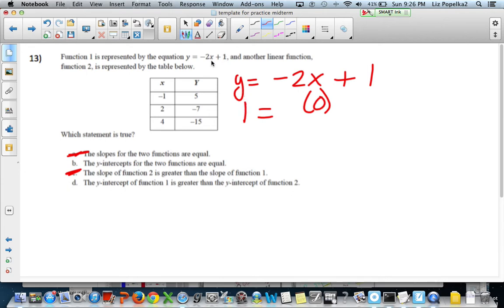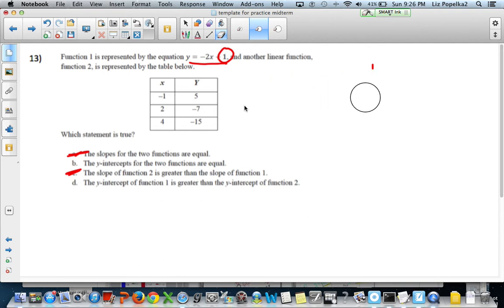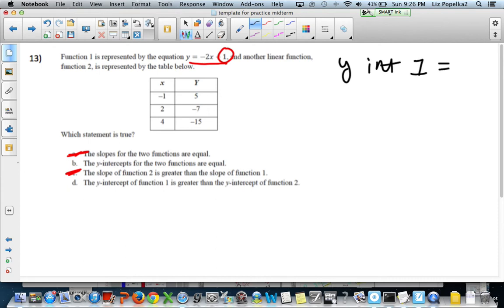That also helps me to prove, remember that when this equation is in this format, we're going to talk about this a lot more when we get to slope-intercept form in a little bit. This number here is always your y-intercept, as long as it's in the format y equals something x plus a number. So my y-intercept for function 1 is a 1.